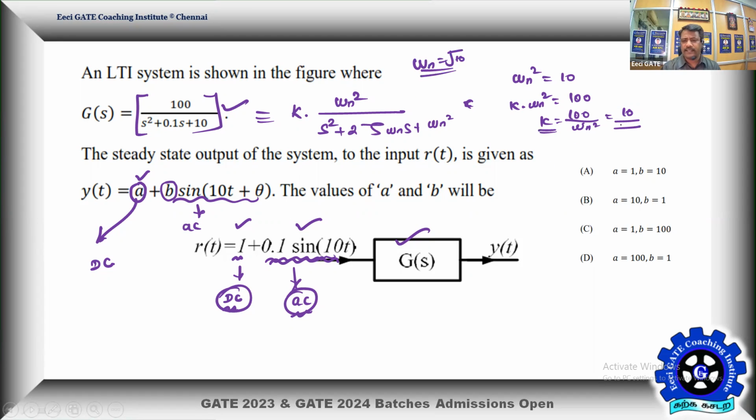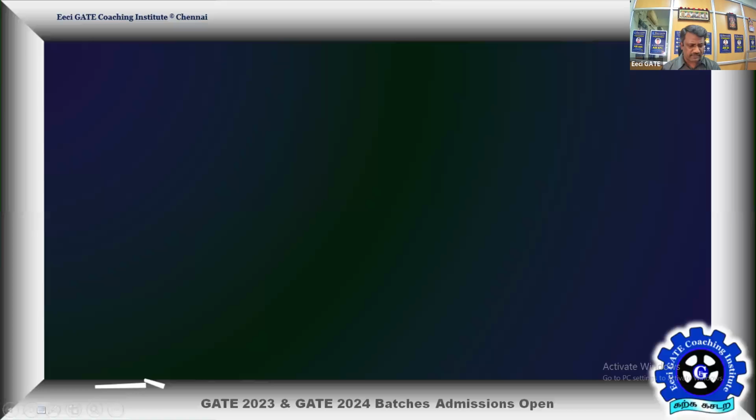Okay, and 2 zeta omega n is given, that is 0.1. So 2 zeta omega n itself is equal to 0.1, meaning zeta will definitely be less than 1. It's going to be an underdamped second order system. Yes, we are playing with an underdamped second order. Now let me take a simple underdamped second order.